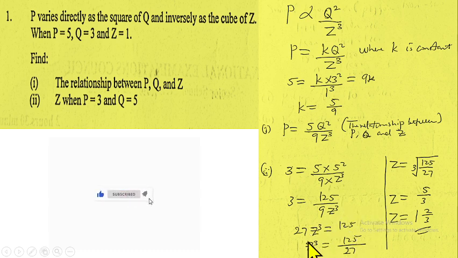Our aim is to find z, not z cube. So you can take the cube root of both sides. So z will be equal to the cube root of 125 over 27. So you can find the cube root of 125, because 125 is a perfect cube, and 27 is also a perfect cube. So that gives us 5 over 3, which is the same as 1 and 2 over 3, as the value of our z. So that's the solution for question number 1, which gives us 8 marks.